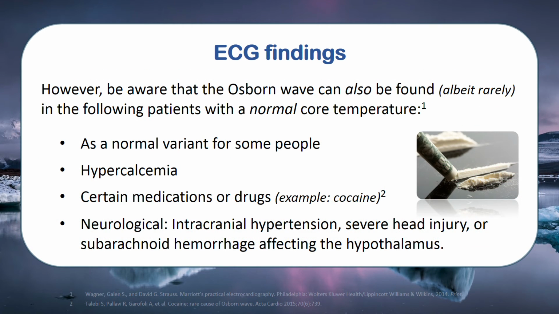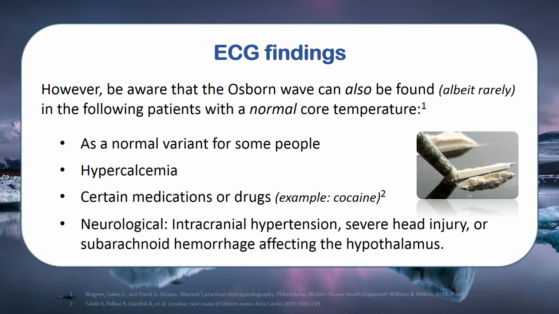As we talk about the Osborne wave, one of the things that we talk about is that this may be prominent in people with normal core temperature. So some of the other things that we can see with this are certain medications such as cocaine that can cause this. And intracranial hypertension, severe head injuries, we may see it too.